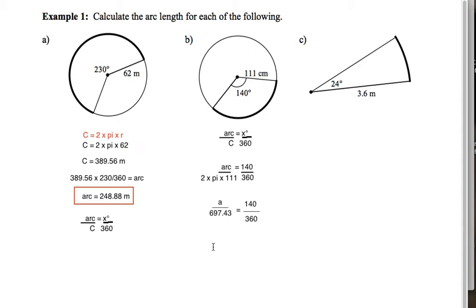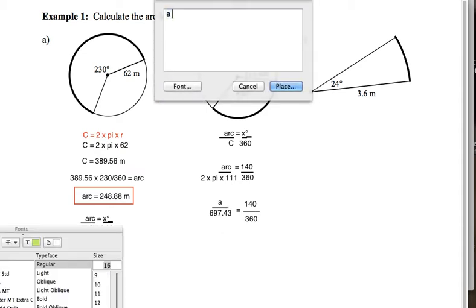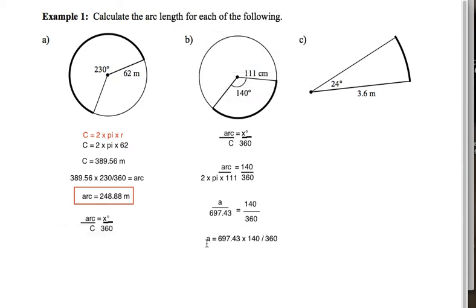So let me write that out. Right, that's all I'm going to be doing. A equals 697.43 times 140 divided by, I don't think they have a divided by button here. Let me just do this for now. Divided by 360. And now that I've written out the operation I'm going to do, this is just another way of writing out what happens when you do the fish method. 697.43 times 140 divided by 360 gives you A.